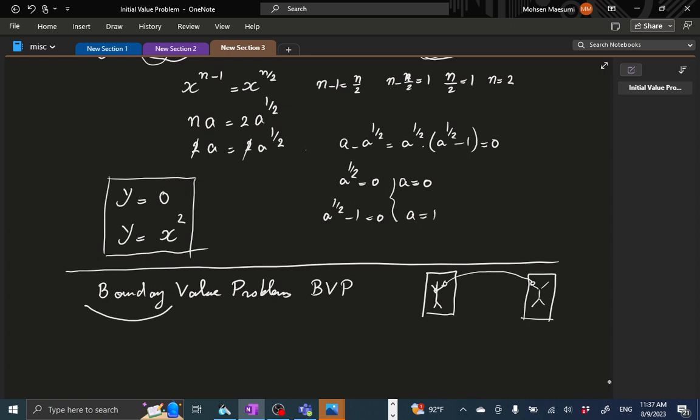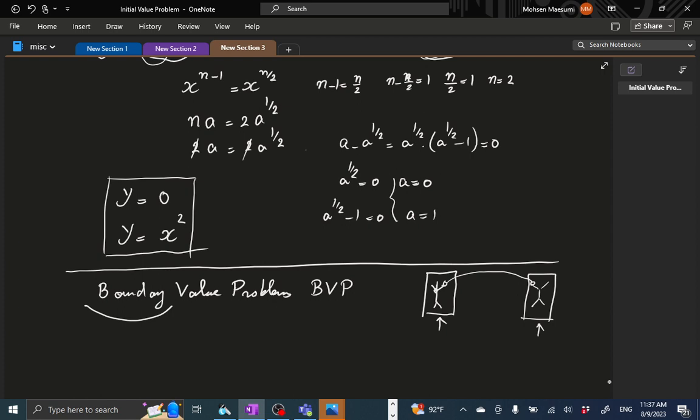Boundaries refers to the fact that here you have a beginning and here you have an end. So you have two different points you are considering in your whole process. You have a certain start and a certain end in view.